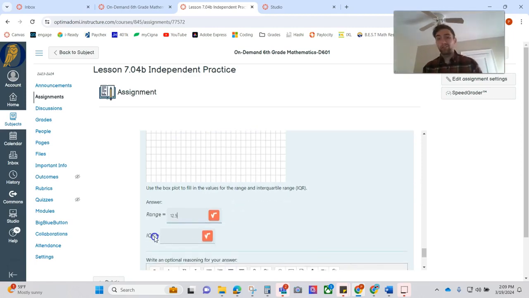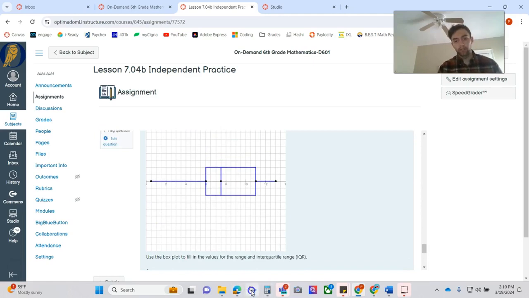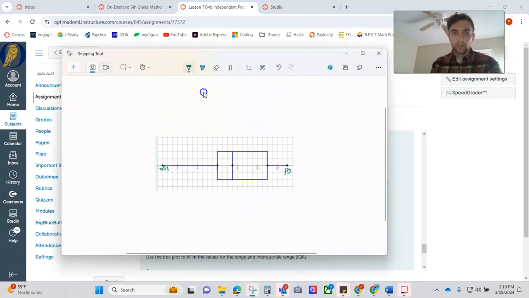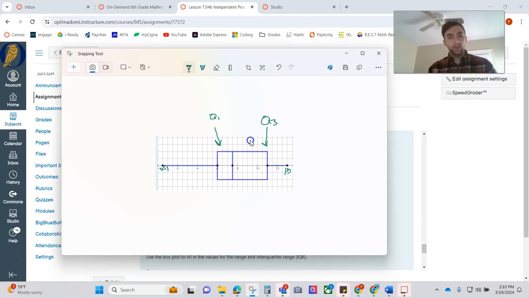Interquartile range, or IQR, is very similar to the range. But instead of doing biggest minus the smallest, we do quartile 3 minus quartile 1. It's like finding the range of the middle 50% of the numbers. So let's find that range of the middle 50%. Let's find that interquartile range by doing the biggest of the box numbers minus the smallest of the box numbers.